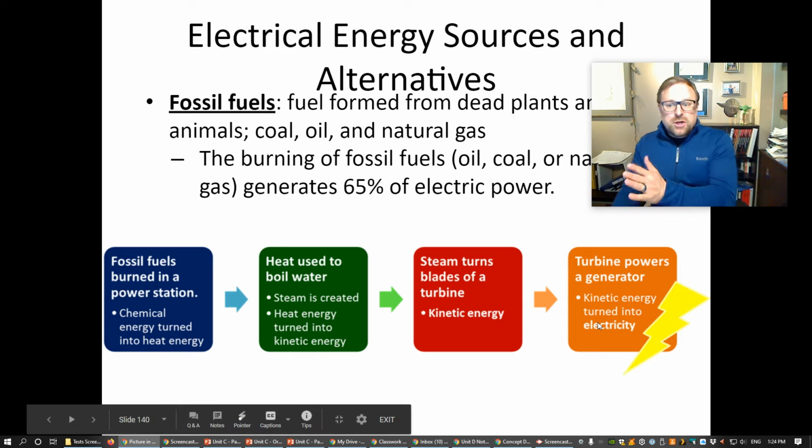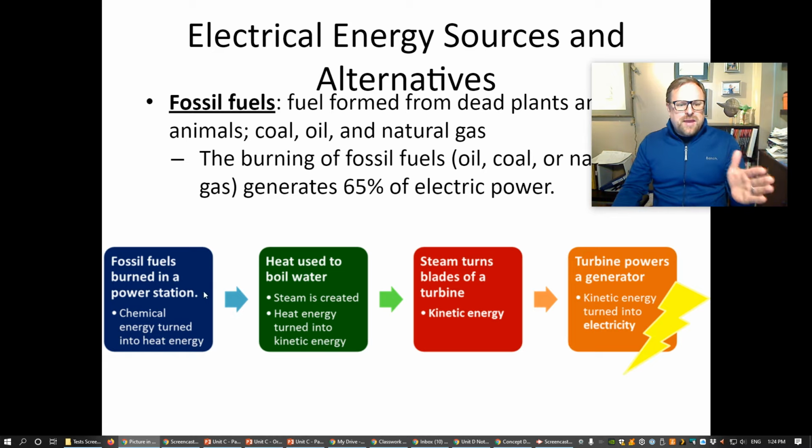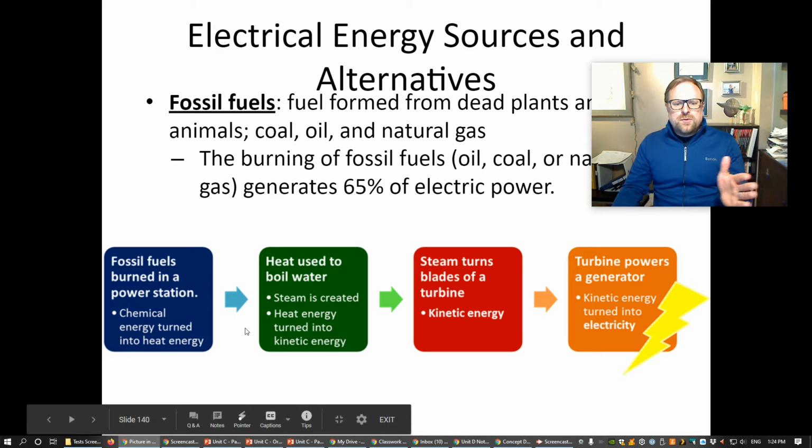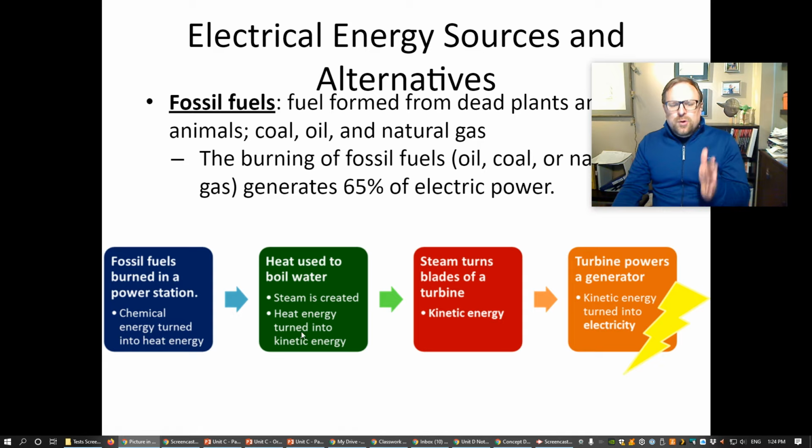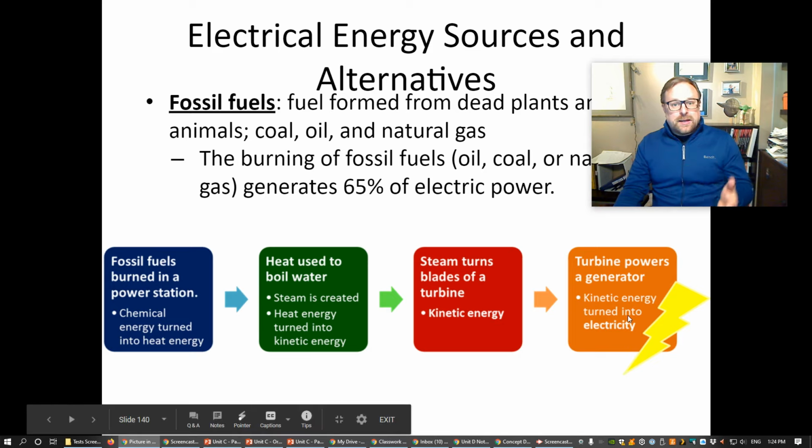So we've got a bunch of conversions going on. We're going from chemical energy here with the fossil fuels to thermal energy here, which is kind of kinetic energy, to mechanical energy, ultimately to electrical energy. Okay, that's typically what we do.